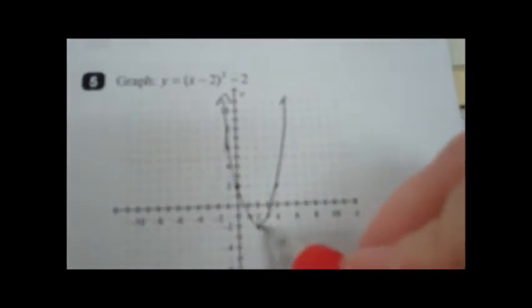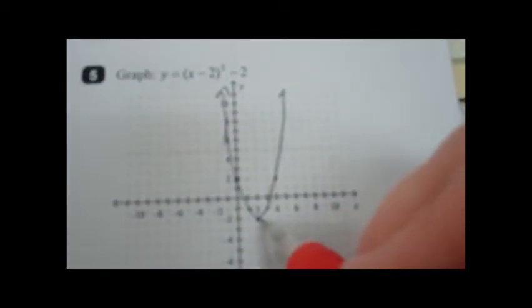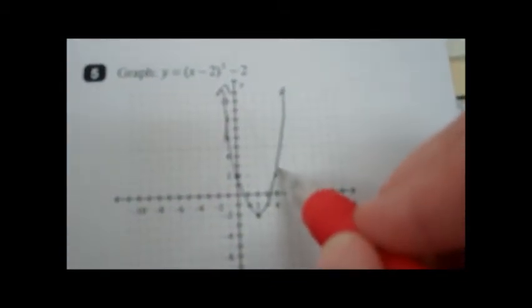The next one, they're giving it in vertex form, so you plot the vertex. The vertex is 2, negative 2, so plot that point. And then a is 1, so you've got your little pattern. Over 1, up 1, over 1, up 3.